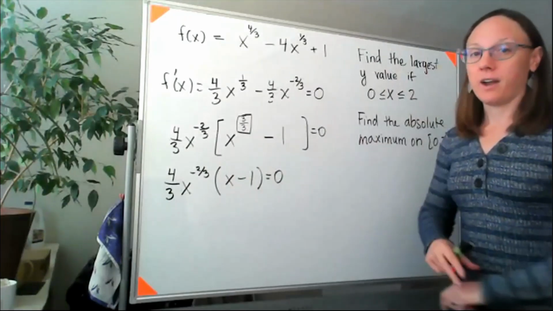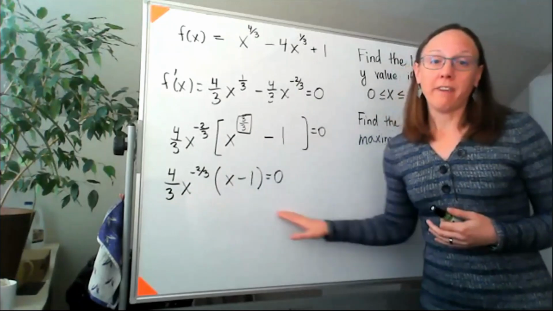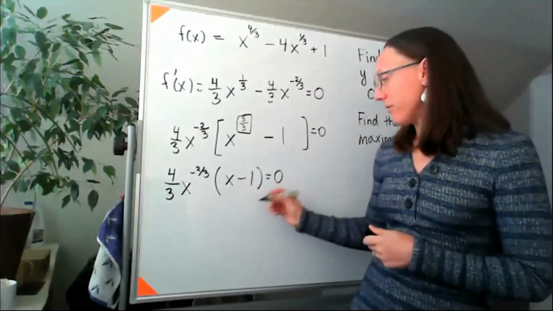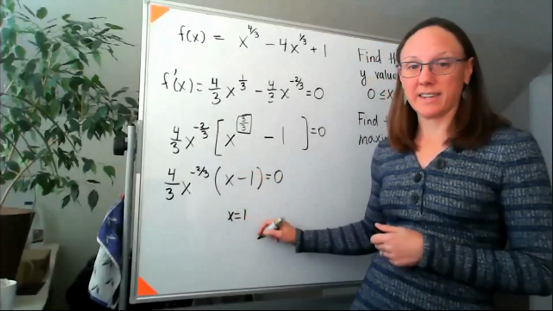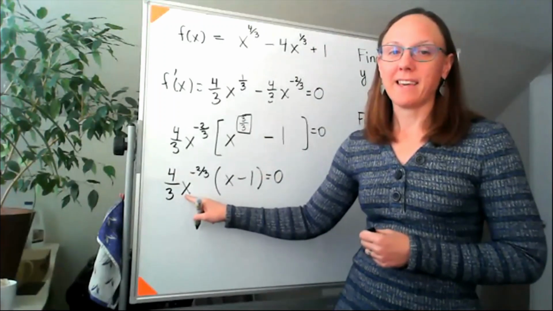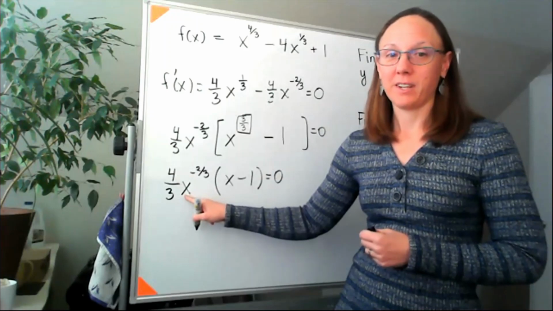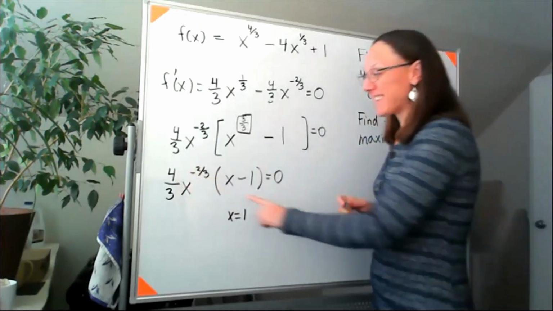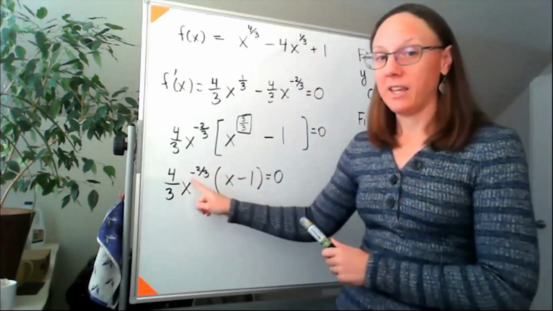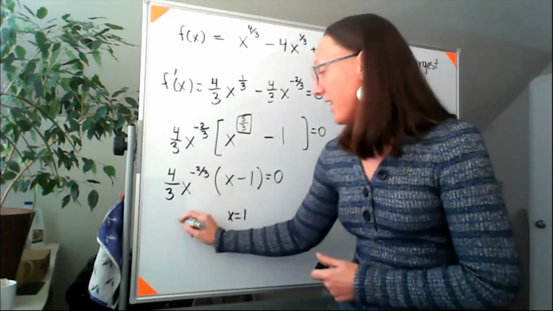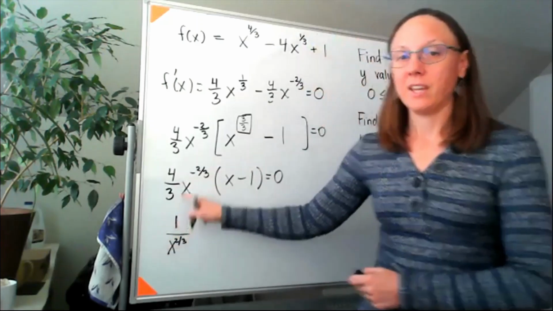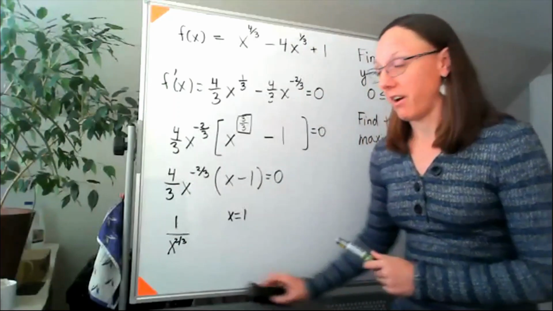So now I'm thinking about what values of x would make this equal to 0. Well, if x equals 1, for sure, that's going to make my derivative equal to 0. And I want to be really careful here because I can't actually plug in 0 for x into this part of my derivative. The reason is, if I tried to plug in a 0, that negative in the exponent is really telling me that this thing is 1 over x to the 2/3. So if I tried to plug in 0, I would be dividing by 0. So a value of 0 makes my derivative undefined.